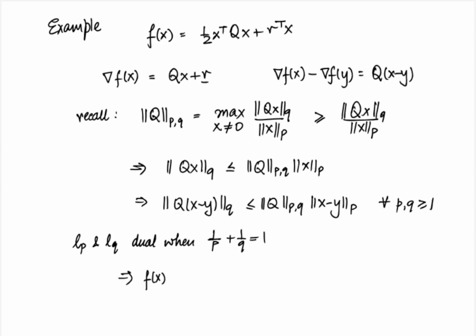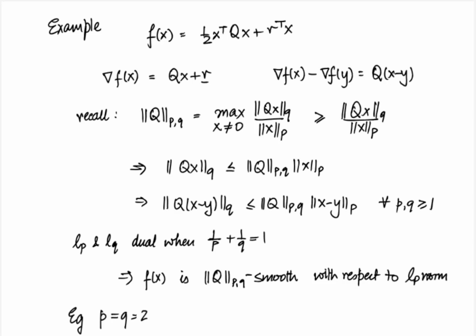Therefore, the quadratic function f of x is (p,q) operator norm of Q smooth with respect to the Lp norm, such that 1 by p plus 1 by q is equal to 1. In the special case when p is equal to q equal to 2, the (2,2) norm of Q is lambda max of Q, which is the largest eigenvalue of Q. So in the Euclidean space endowed with the L2 norm, the quadratic function is lambda max Q smooth.